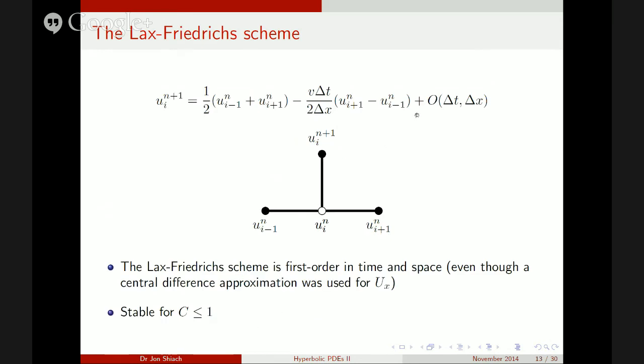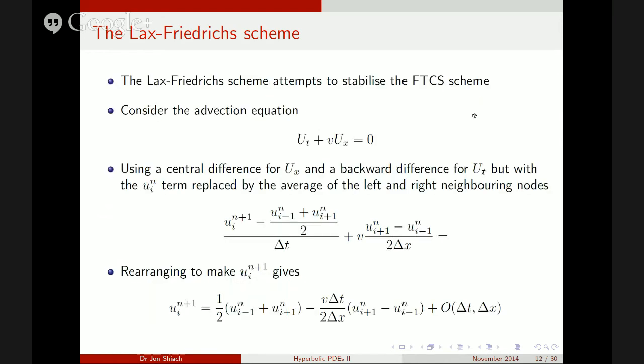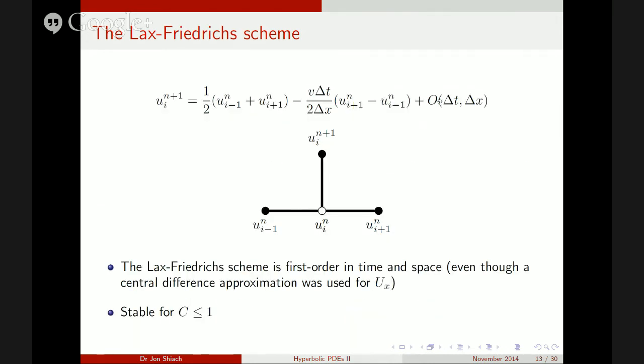Okay. This Lax-Friedrich scheme is first order accurate in time, first order accurate in space. Hang on a sec. Didn't I just say I was using a central difference? A central difference is second order in space. So why is this only first order in space? That's a question on lab sheet 4, so I'm not going to tell you. So, see lab sheet 4 for that.